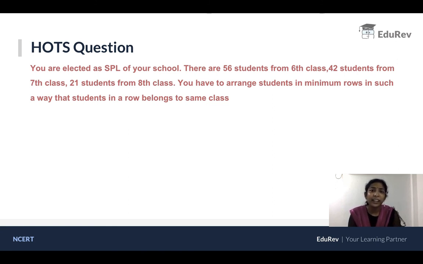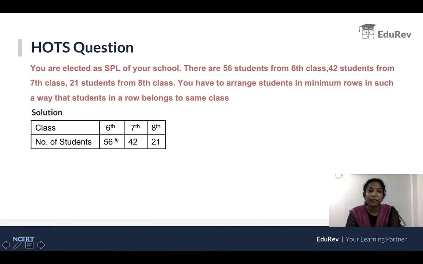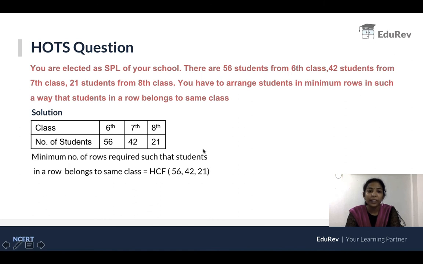If I take LCM, I'll get a number which is larger than all those three. That means if I take a particular row, I'll get a number which is bigger than the student strength of a particular class. So it's not LCM. I have to take HCF. So this is the information they have given. 6th class 56 students, 7th class 42 students and 8th class 21 students. My task is to find the HCF of all these three. So what should I do first?